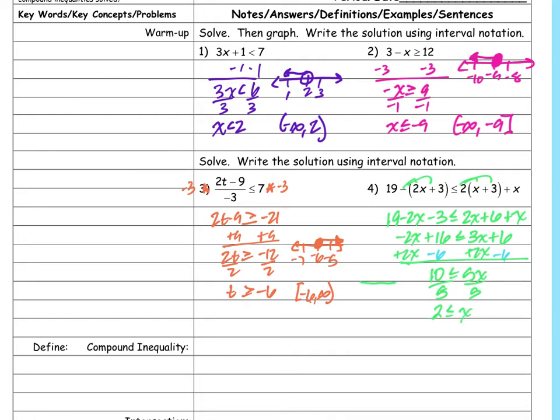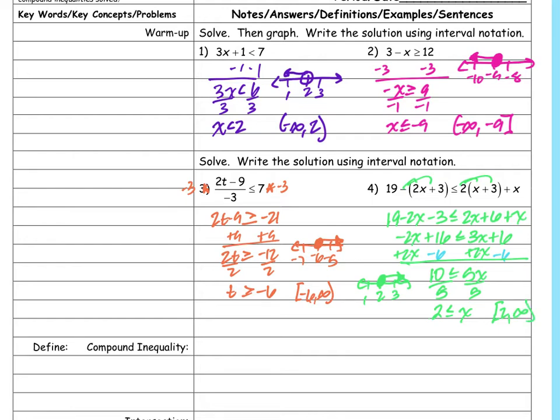So my graph would be, oh, I'll answer that question in just a second, Jalen, okay? So 2, 1, 3, and it's closed on 2, and it says x is greater than 2, so it would go this way. So my interval notation would be 2 to infinity.